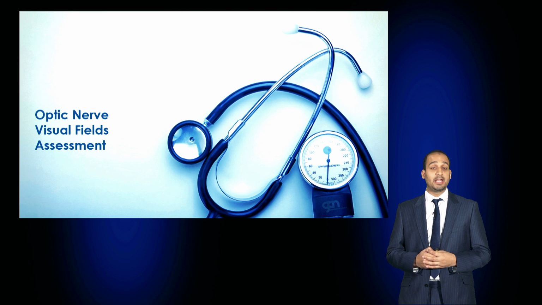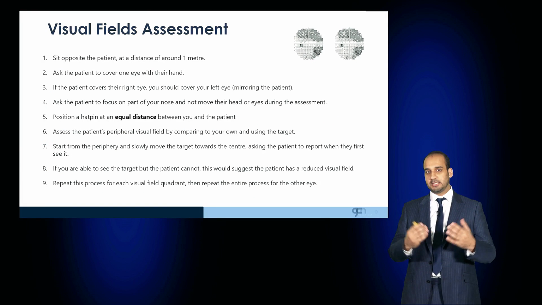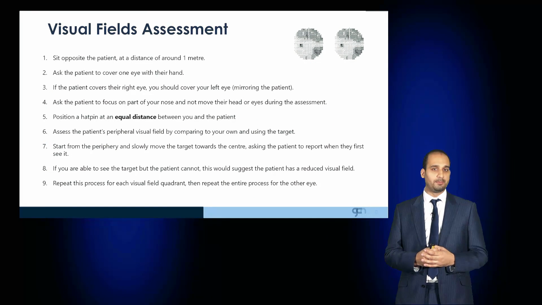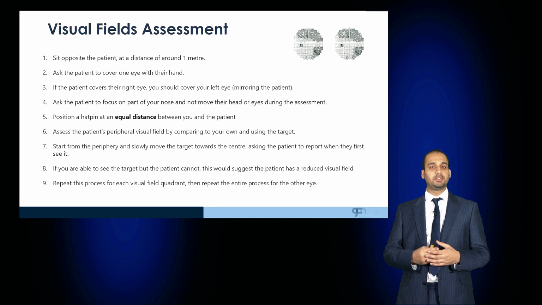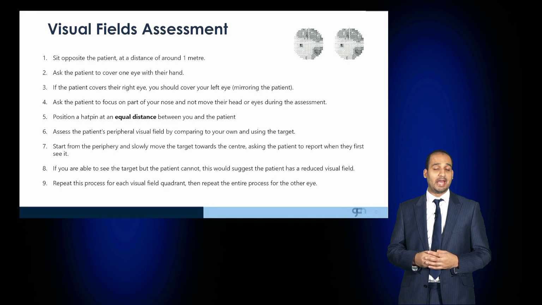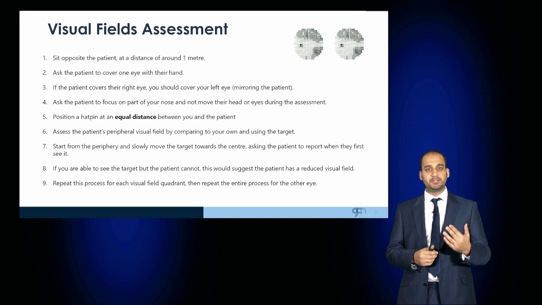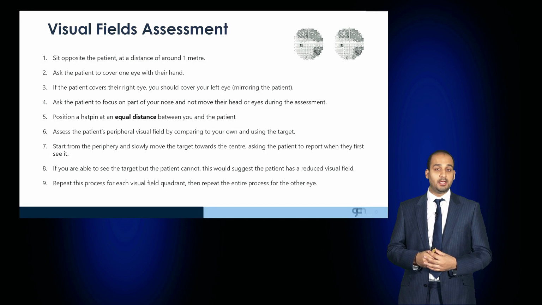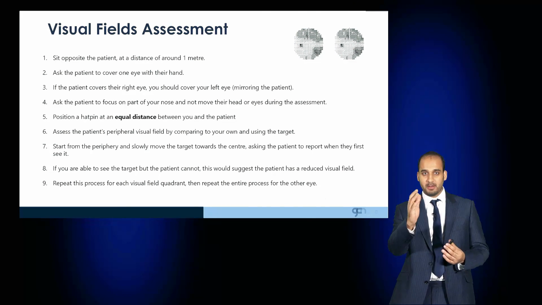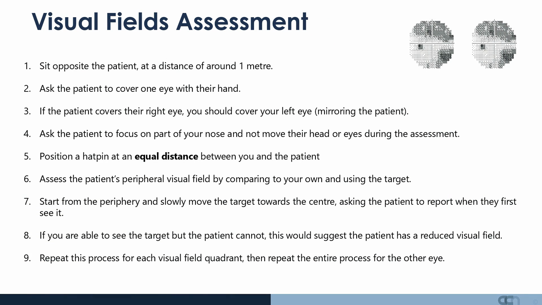Once this is done, assess the patient's visual fields. Sit opposite the patient at a distance of about 1 meter. Ask the patient to cover one eye with their hand, ideally with the tips of their fingers. If the patient covers their right eye, you would cover your left eye to mirror the patient. Ask the patient to focus on a part of your nose and not to move their head or eyes during the assessment.